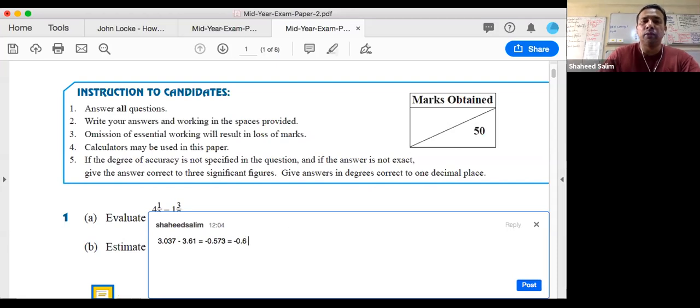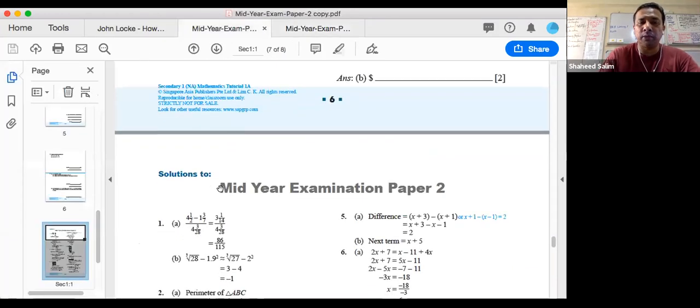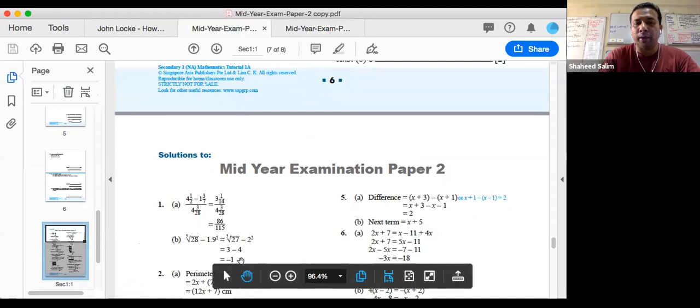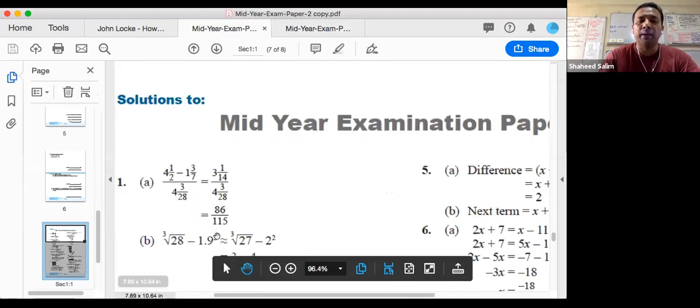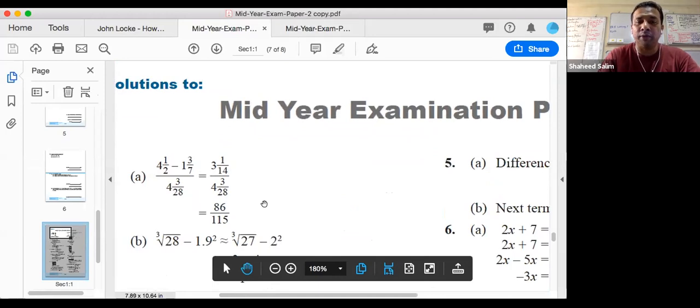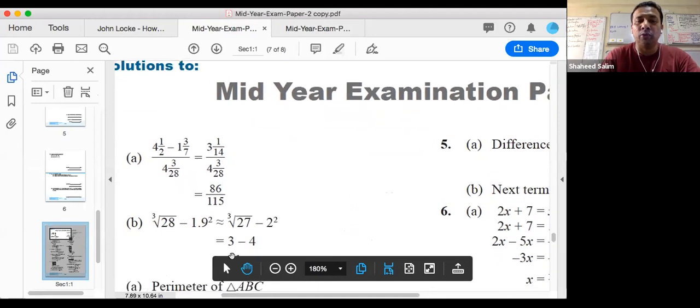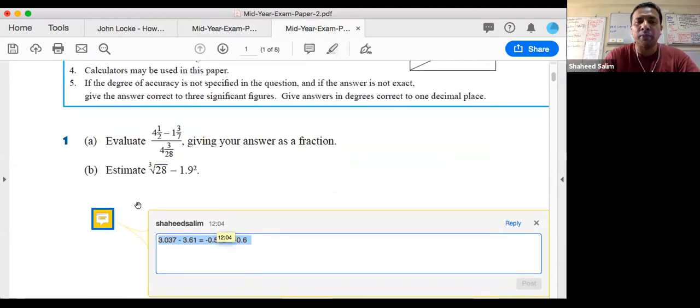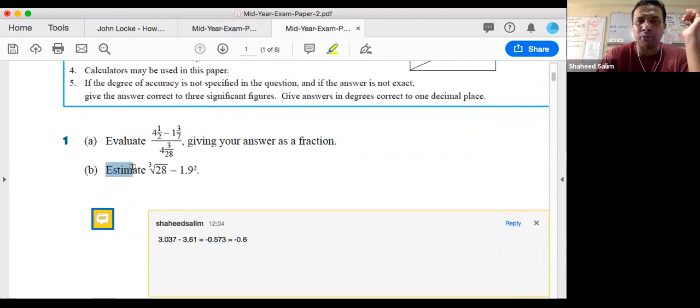So let us see now. Did they have minus 0.6 here? They put minus 0.1. Oh, they made a mistake. Okay, never mind. This type of question was not very clear. What they wanted you to do is to correct to the nearest, because they put estimate but they didn't specify. You just take note. If such a question does come out, you are supposed to estimate.